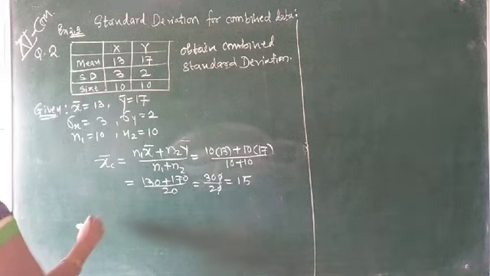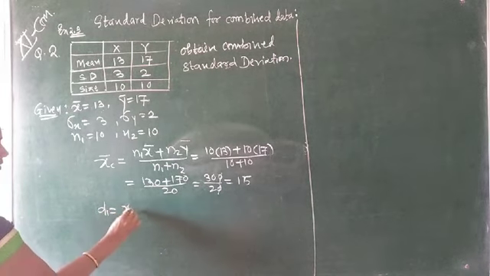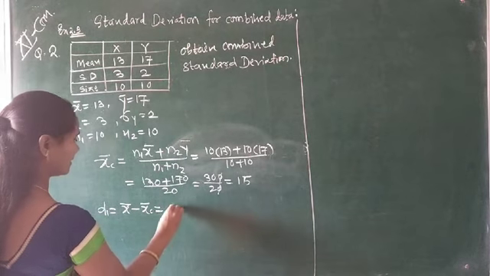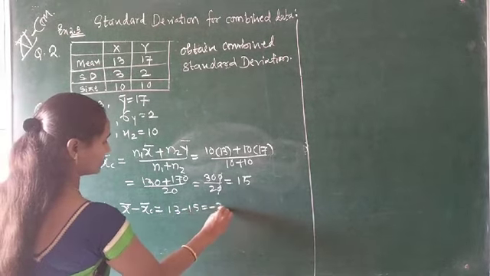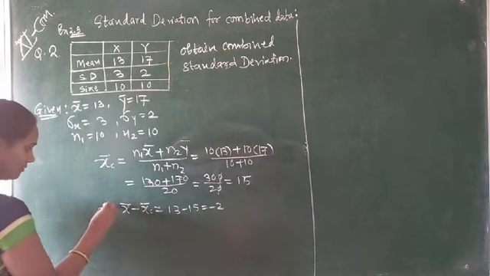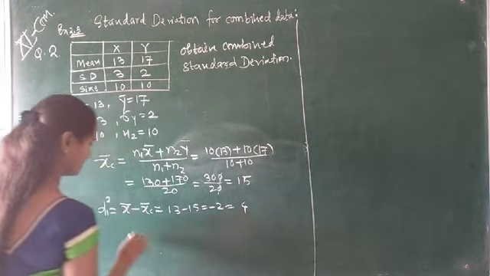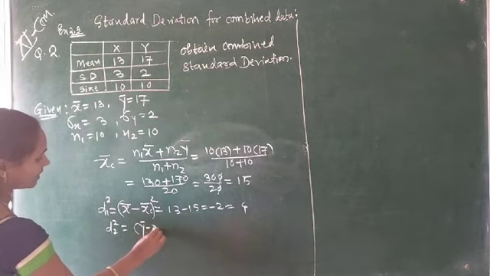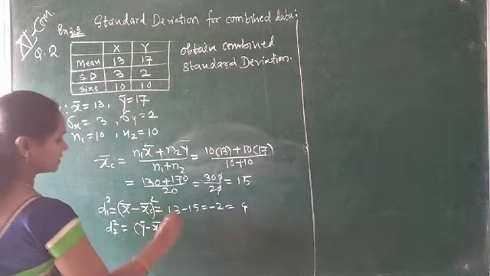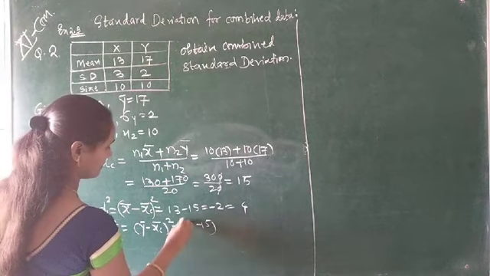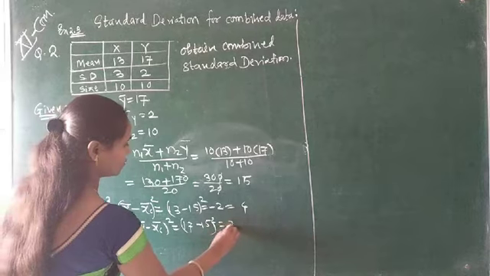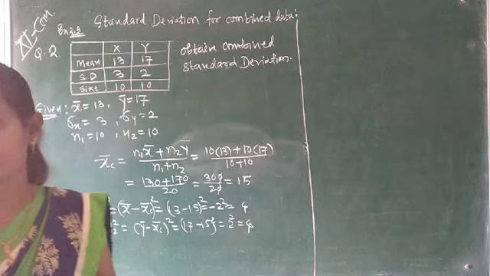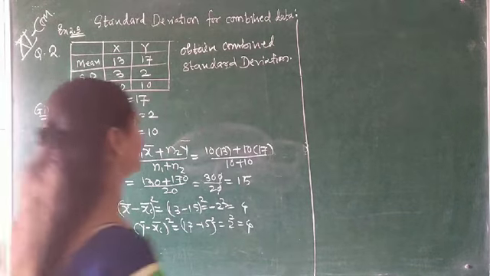So from this we find d1 and d2. d1 is equal to x bar minus the combined mean, that is 13 minus 15, which is minus 2. Directly, d1 square is equal to 4. d2 is y bar minus the combined mean, that is 17 minus 15, which is 2, and 2 square is also 4. Since we have the values of d1 square and d2 square, now we use the formula for combined deviation.